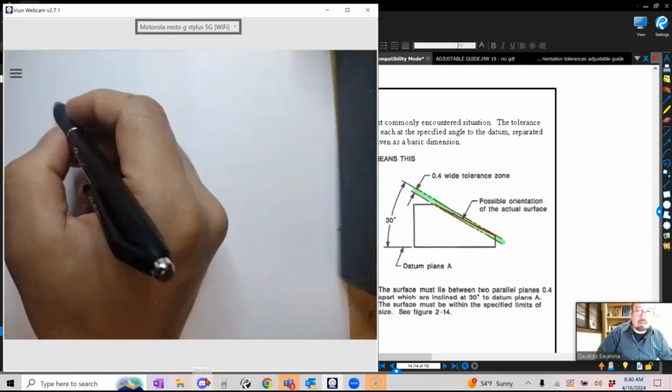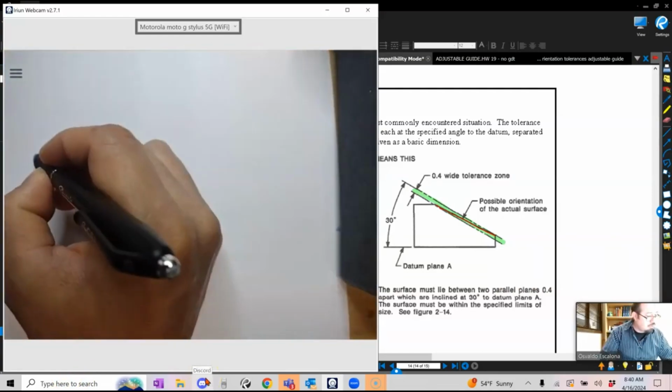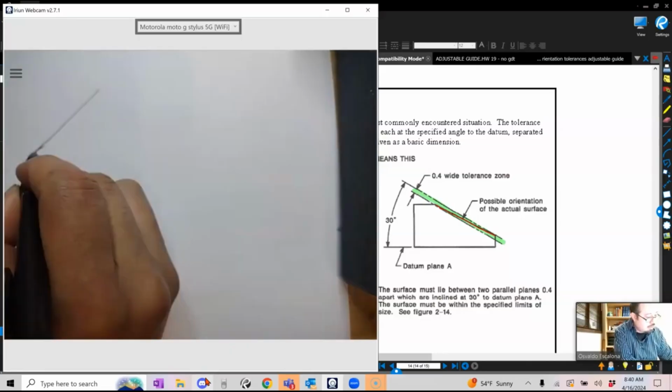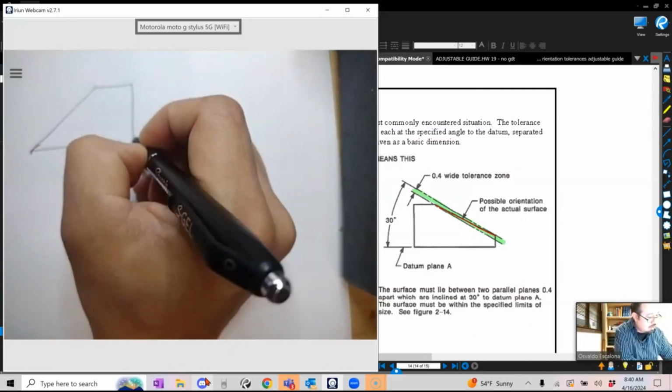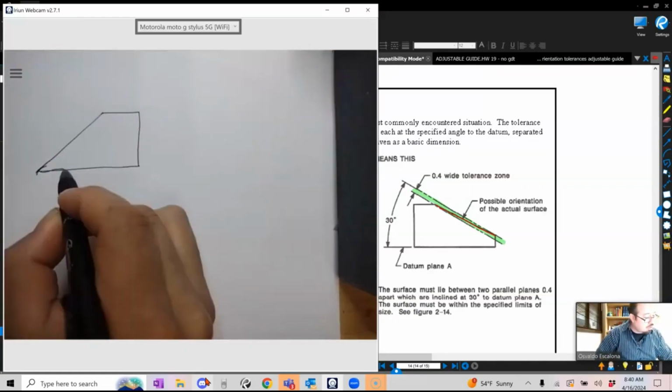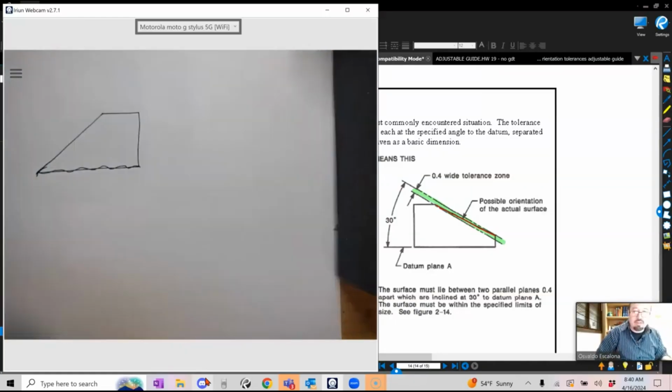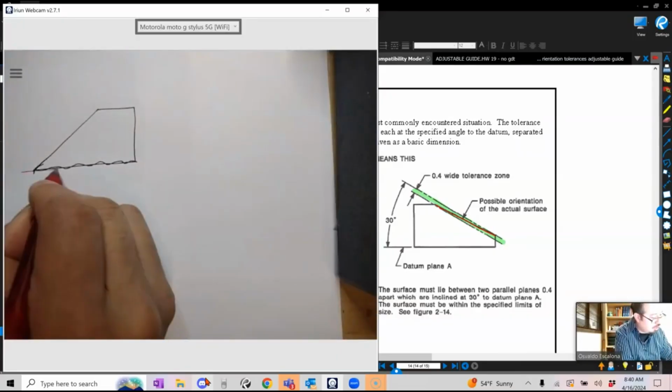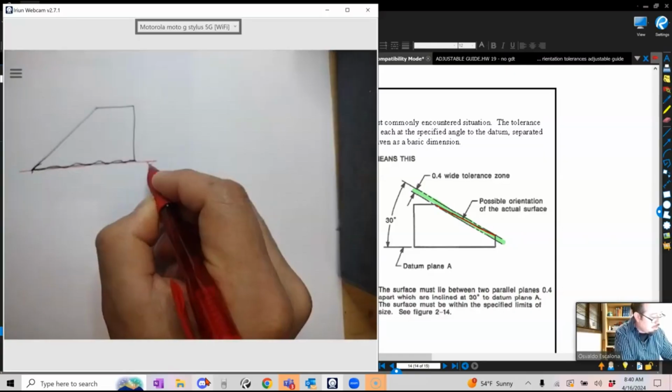Let's say that you have now a part that looks something like this. Let's make it like that, something like this, something like that. This is my front view. And let's say that I want to control this surface, and I want to control it to imperfection. Well, I cannot control to imperfection, so I can control to perfection, and I'm going to put perfection datum A.